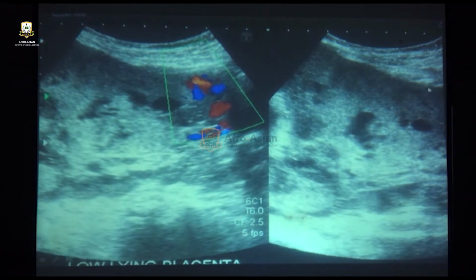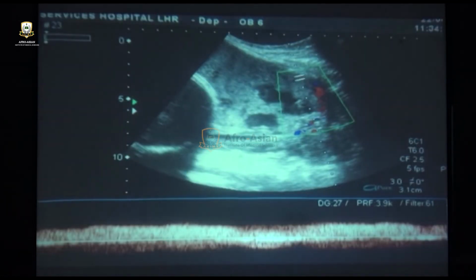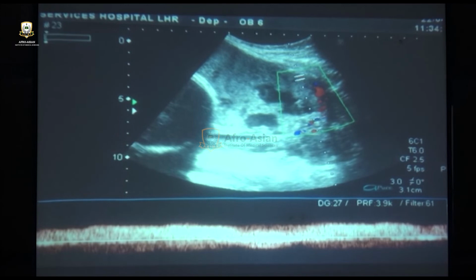This was a case last month, which was low-lying, covering the os. Then we can see black holes. What are these black holes? Black shadows. Do you see normally in placenta black shadows? Are these hypoechoic areas? So these are lacunae. You see a number of lacunae. They are shapeless, they are randomly placed, and when we turn on Doppler, we see turbulent flow in them. So it has very high sensitivity.